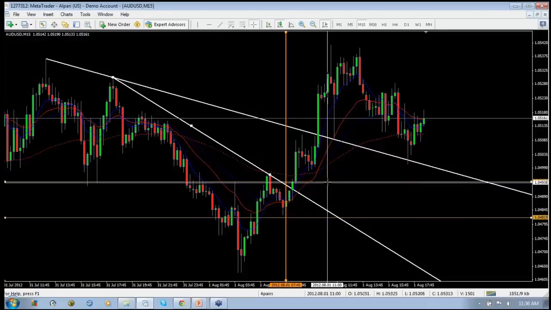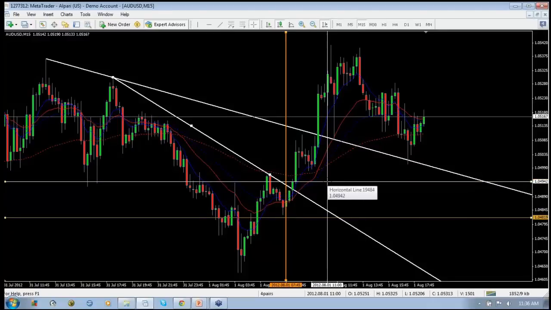And once it broke this trend line, we would have been out for about 9 pips. But once it broke this trend line, we can now re-enter the market. We can enter right here, place our stop down here, for about 12.5, 13 pips.